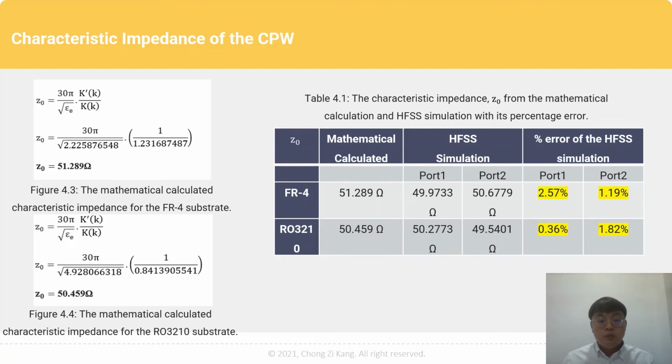It's clear from the table above that the simulated values are very close to the calculated values because the percentage error is less than 3%, and from here we can conclude that the impedance mismatch between the VNA and the sensor themselves is at its minimum.